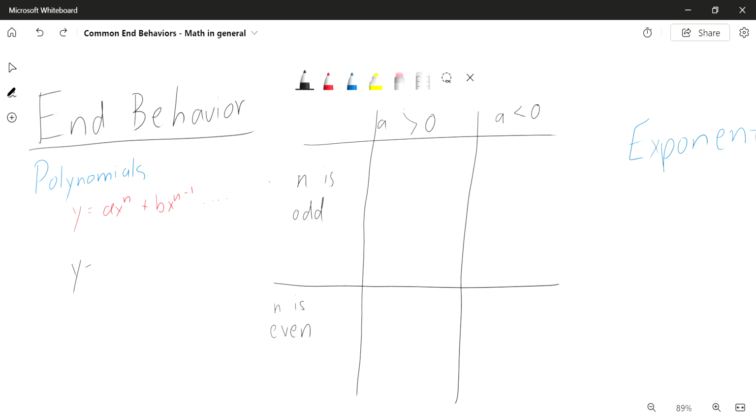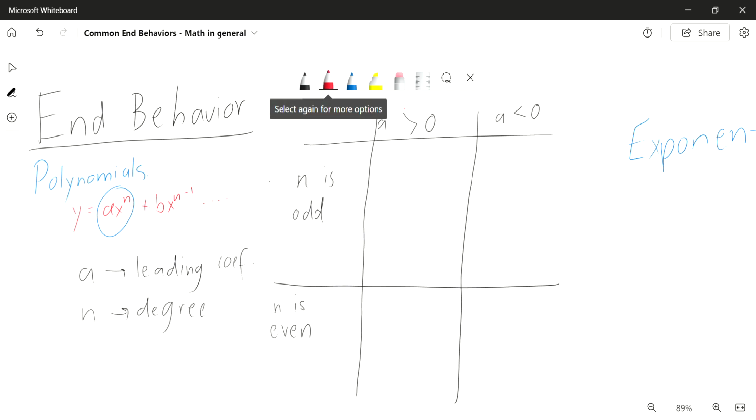So in that regard, when you check the end behavior of a polynomial, you don't need to check any term except for this first term over here. So a would be the leading coefficient, while n would be the degree, so the highest exponent that's present in the polynomial. There are 4 different end behaviors you can have for a polynomial, and those depend on whether n is odd or even, or whether a is positive or negative.